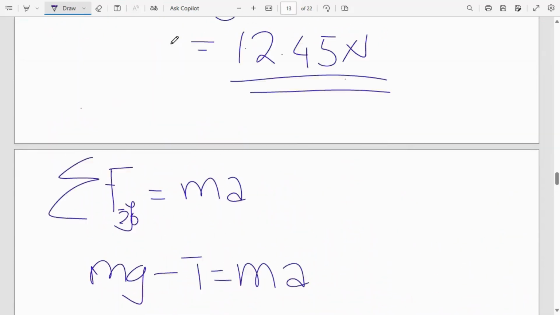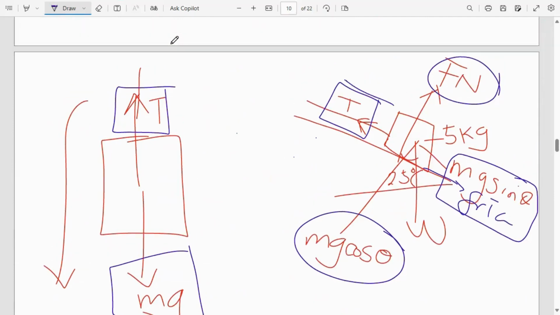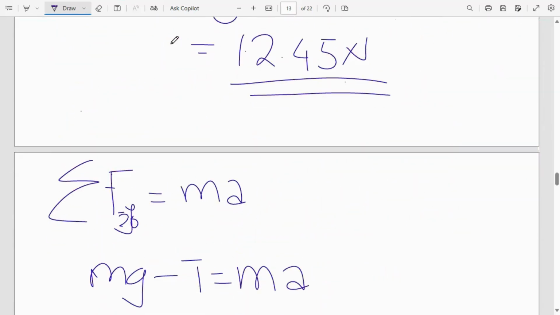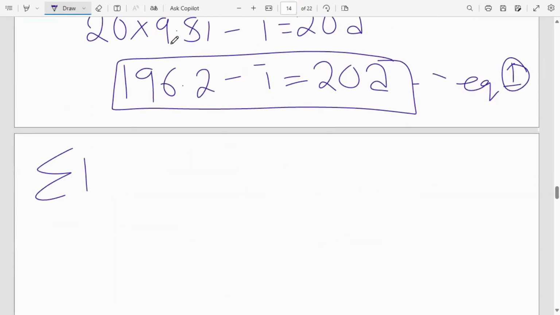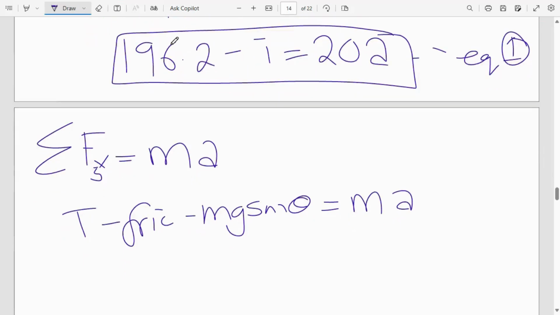Then I go back to my object, which is on the incline. And what forces do I have? I have tension here, I have mg sine theta there, and I have friction, which means I have three forces there. I'll say my summation of forces in the x for the 5 kilogram object will be equal to mass multiplied by acceleration. So what forces do I have? I have tension, which is positive, minus friction, minus mg sine theta, and this will be equal to mass multiplied by acceleration.